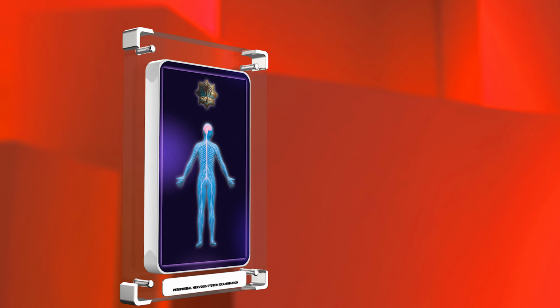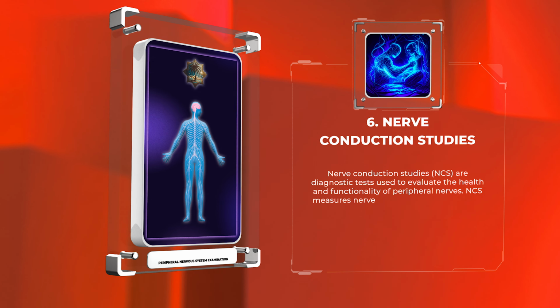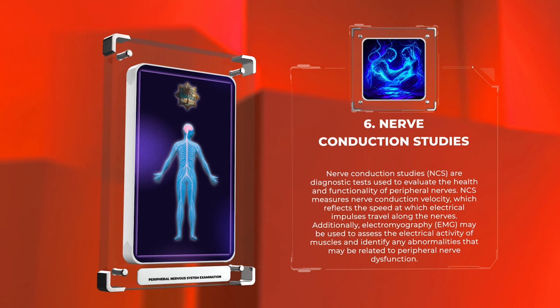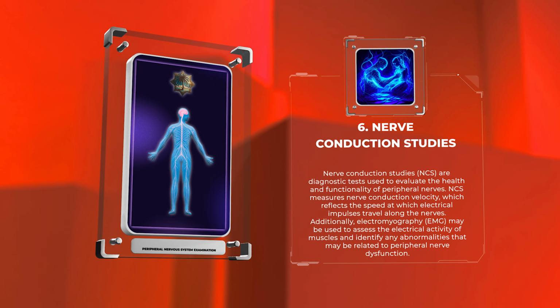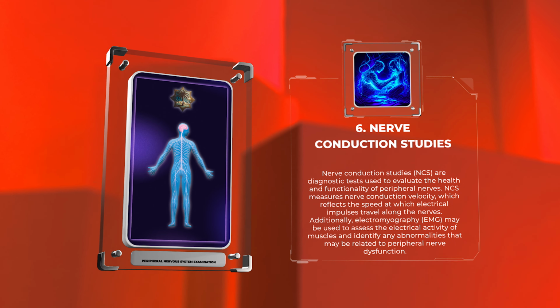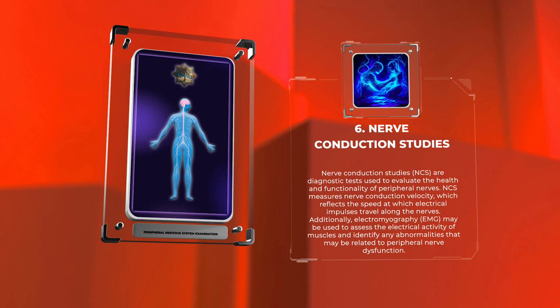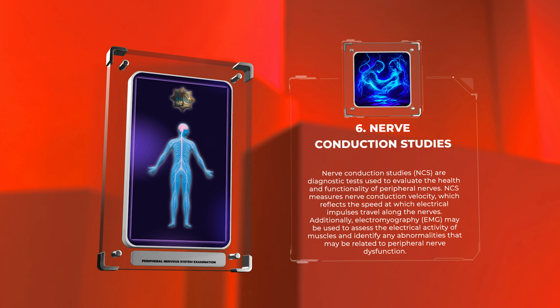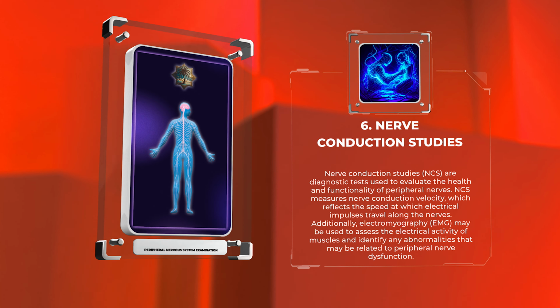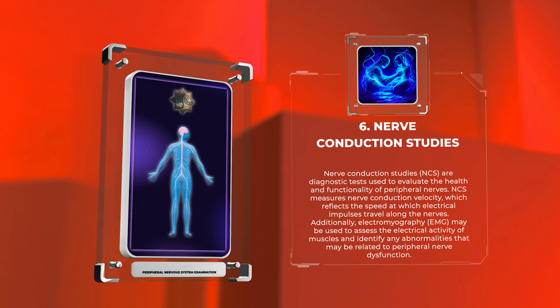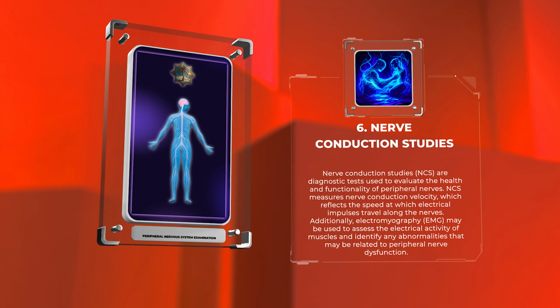Nerve conduction studies, NCS, are diagnostic tests used to evaluate the health and functionality of peripheral nerves. NCS measures nerve conduction velocity, which reflects the speed at which electrical impulses travel along the nerves. Additionally, electromyography, EMG, may be used to assess the electrical activity of muscles and identify any abnormalities that may be related to peripheral nerve dysfunction.